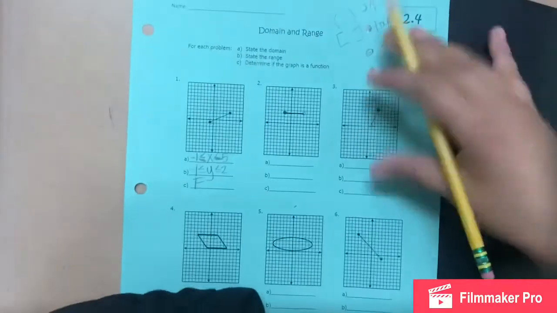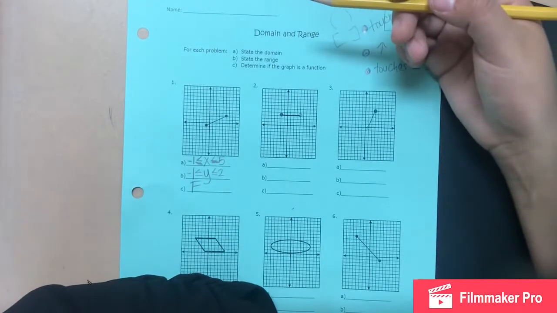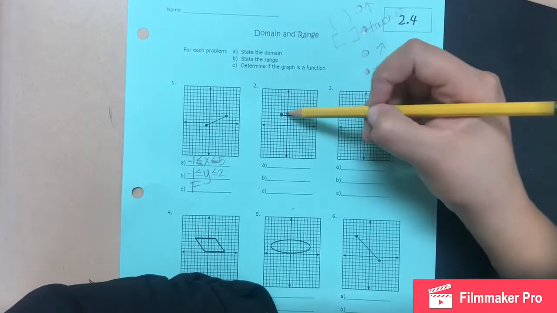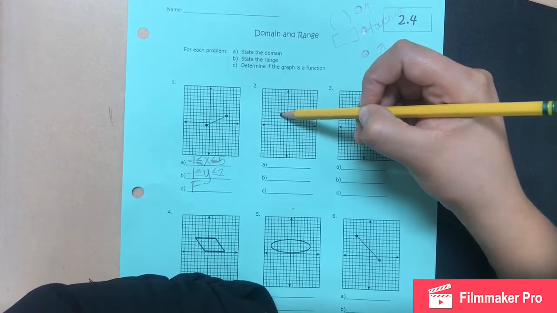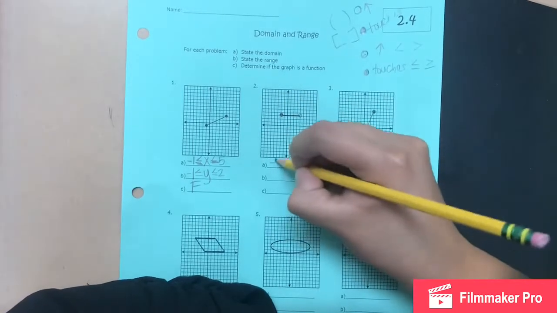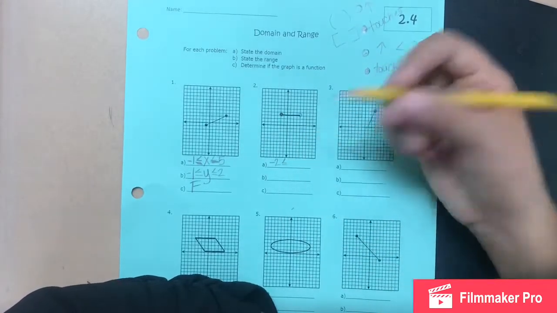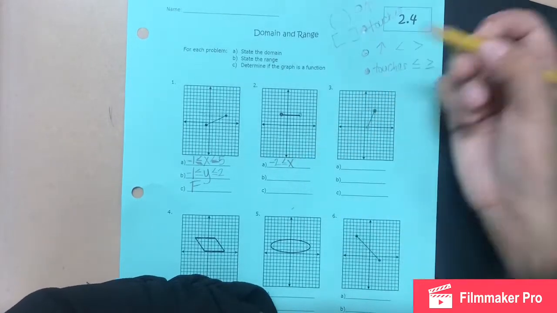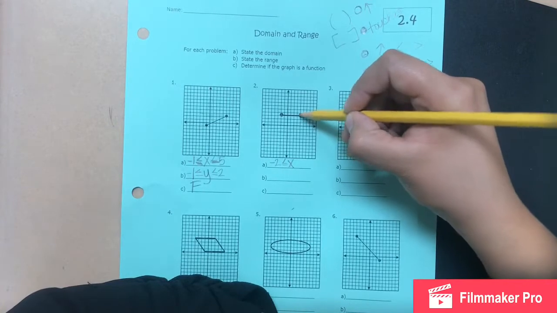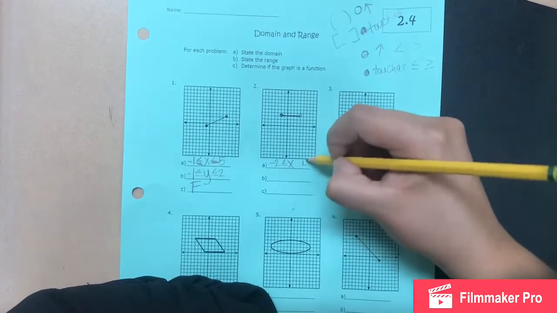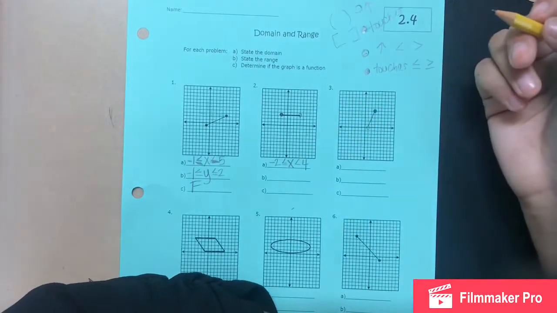Number 2, domain, left to right. I put my pencil on the farthest left point, that's right here, okay? How far left is that? So on the x-axis, this is -2. It is a closed circle, so it's going to be less than or equal to, and since we're talking about the domain, this is x. And then how far right does it go? On the x-axis, that's 1, 2, 3, 4. It's an open circle this time, so it's just less than, okay?